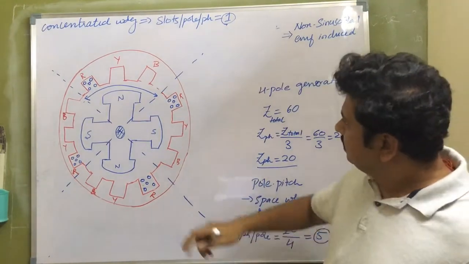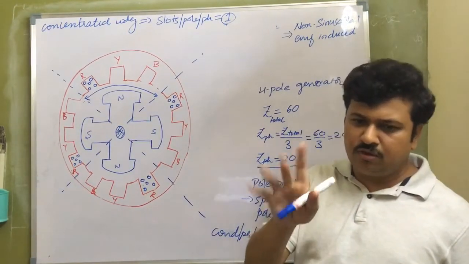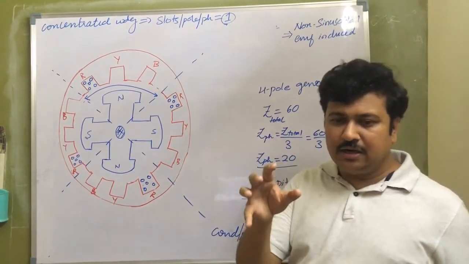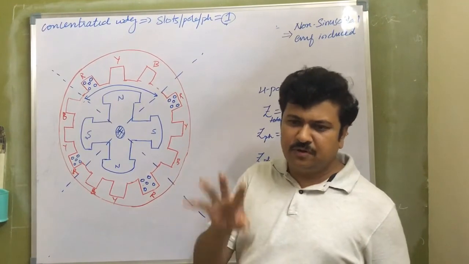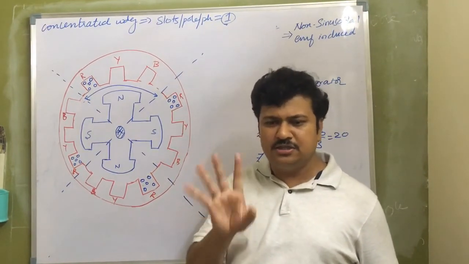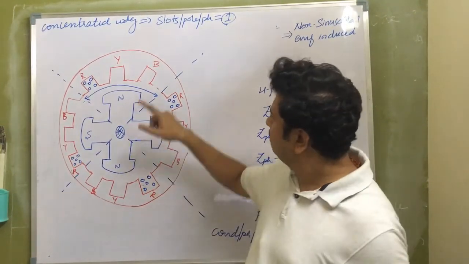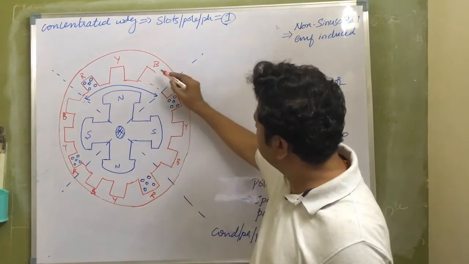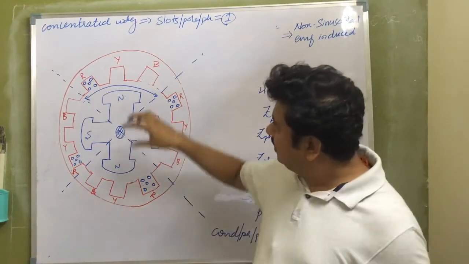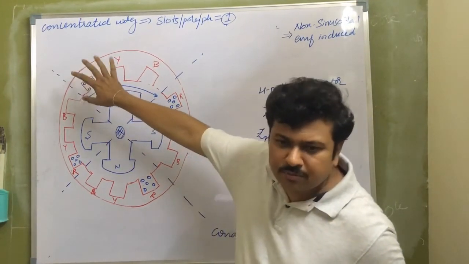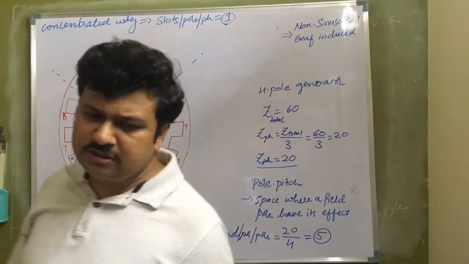All the R phase conductors per pole are placed in only one slot. Because there are 3 phases, per pole there should be an equal number of conductors in each phase. So all the conductors per pole in that particular phase are placed in only one slot. All the conductors are concentrated in only one slot per pole per phase. This is called concentrated winding.